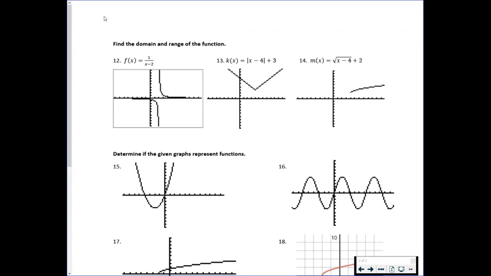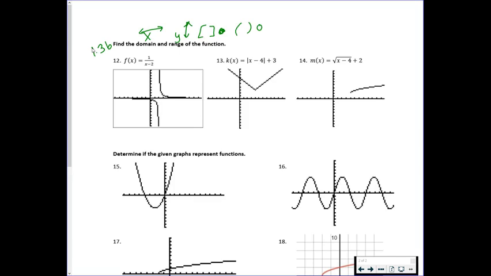Okay, next problem, say find the domain and range of the function. This is from section 1.3b, that second part of section 1.3. We said domain is the x value that we look left to right. Range is the y value that we look from bottom to top. Remember, using interval notation, we use brackets for closed dots, parentheses for open dots, and infinities.